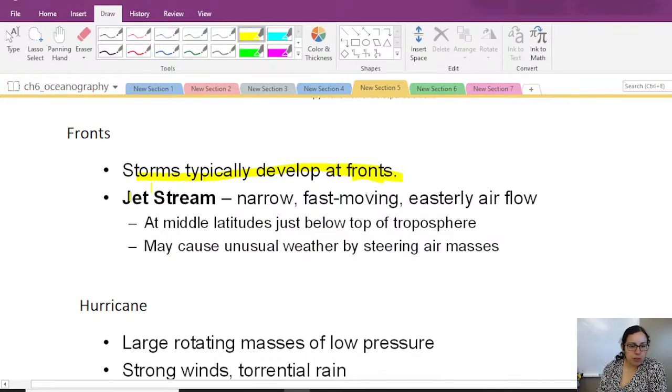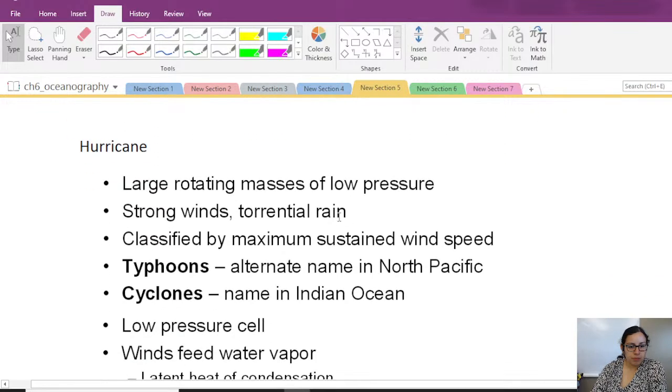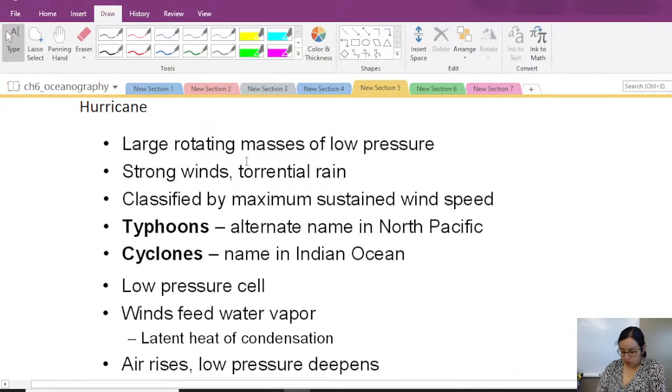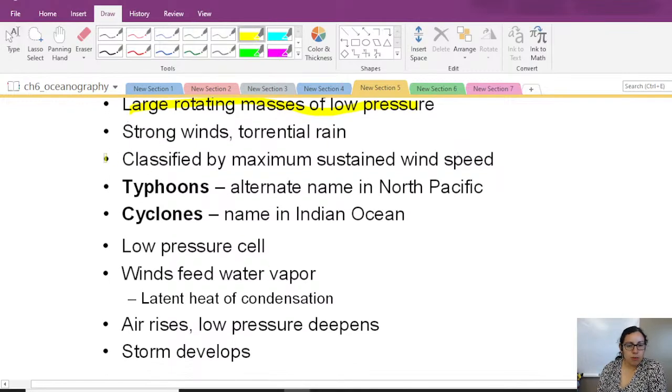And we also have what's called jet streams. This is just narrow, fast-moving easterly airflow, usually at our middle latitudes, and we can get some unusual weather patterns. And I mentioned hurricanes, which are large rotating masses of low pressure. And so of course, strong winds, lots of rain.